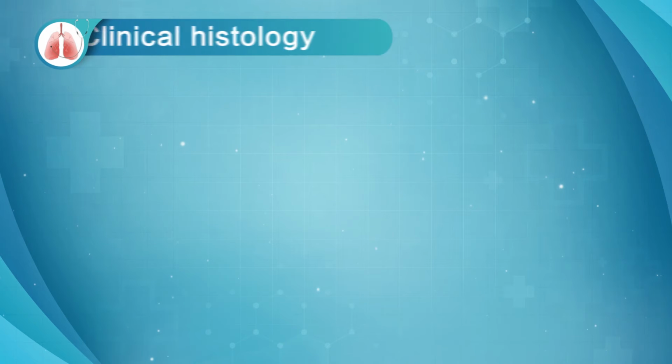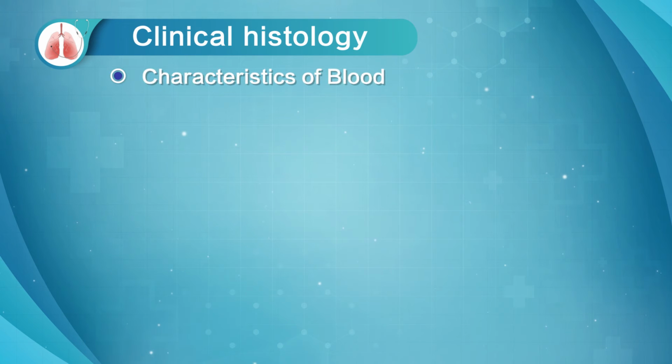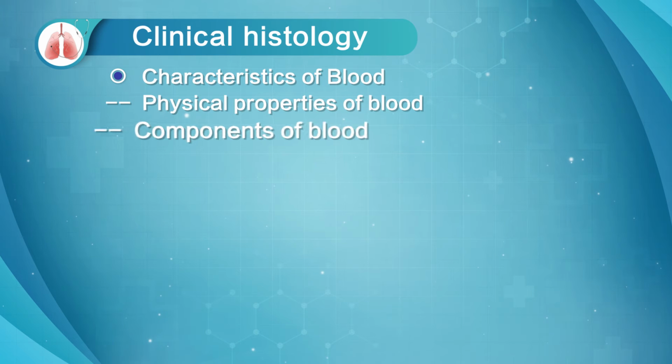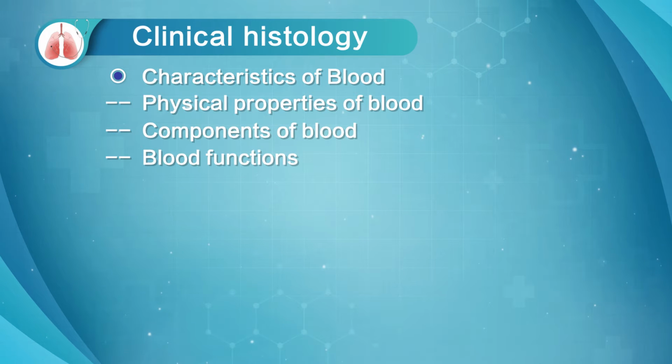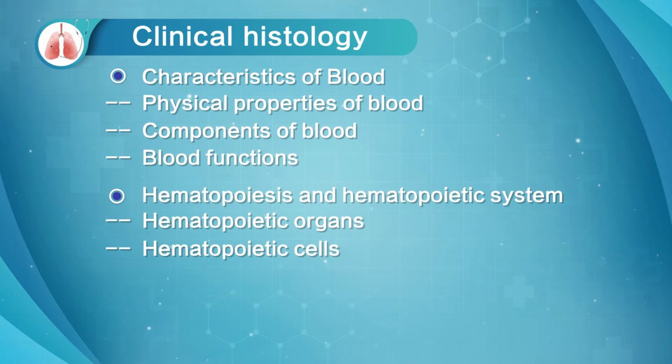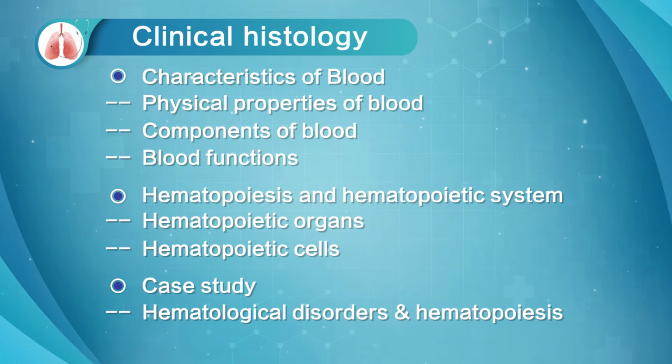In this session, we will first go through the general characteristics of blood, including physical properties, components, and the functions of blood. Then, we will discuss hematopoiesis and the hematopoietic system, and finally review two cases to understand the relationship between hematopoiesis defects and blood disorders.